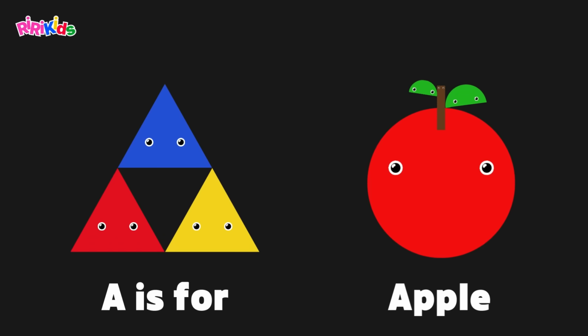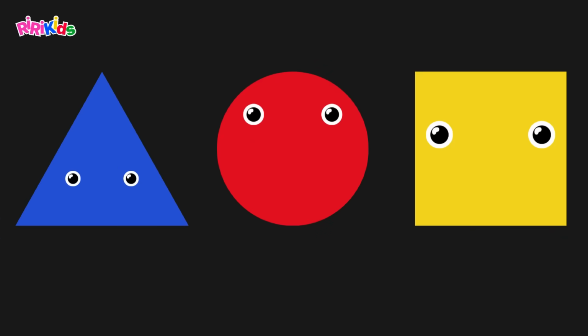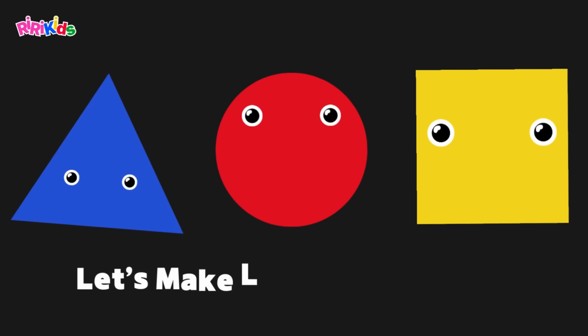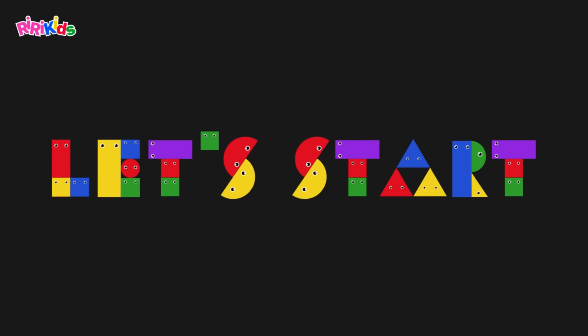A is for apple. Triangles, circles, squares, and more. Let's make letters and foods. Let's start with A.